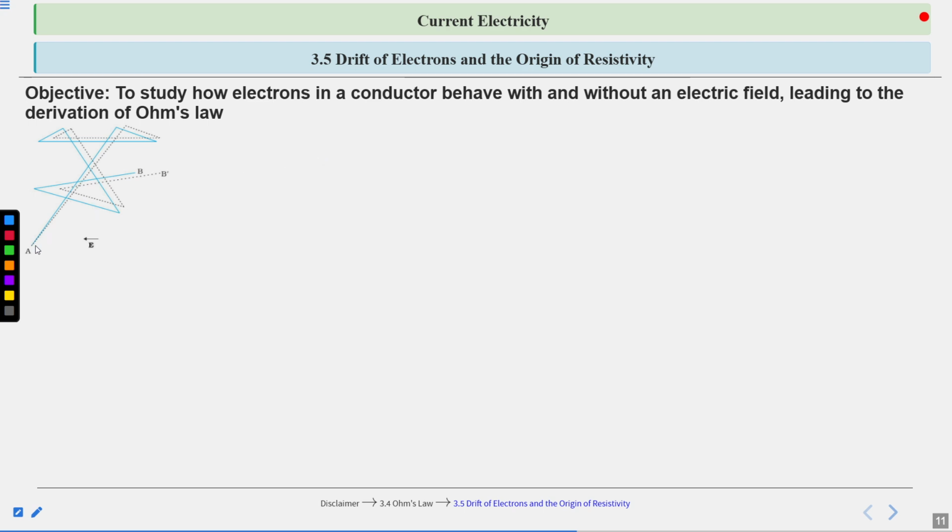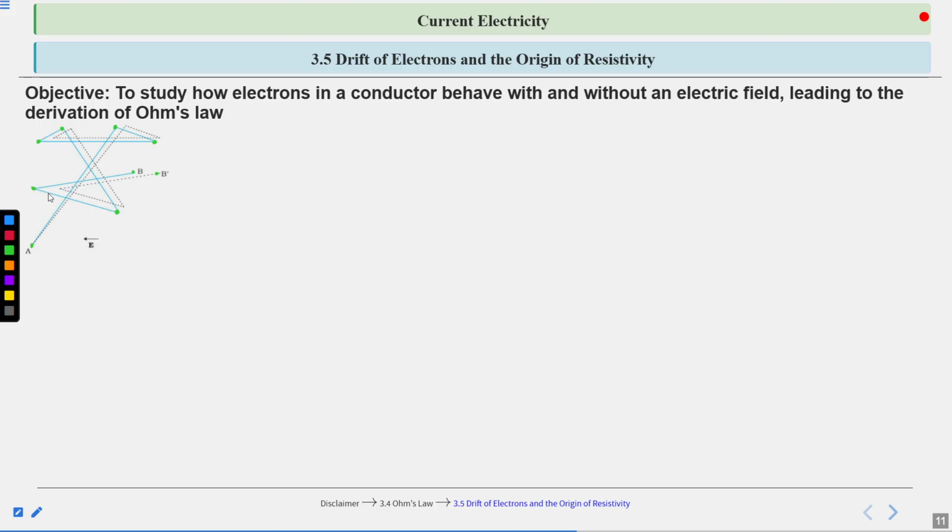Okay, so suppose this is the path of an electron in the conductor. The electron is moving from A and reaching B and B dash through two paths. One path is this blue line path and the other path is this dotted line. How this dotted line path is different from the blue line, we will discuss. Now the electron motion is random and these corners are points of collision. Means here collision happened.